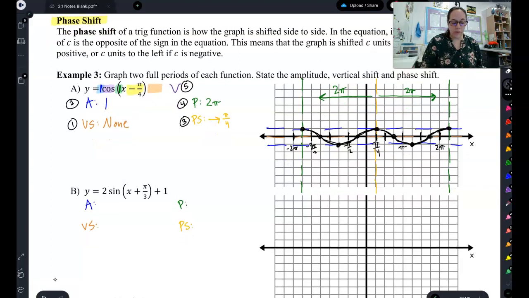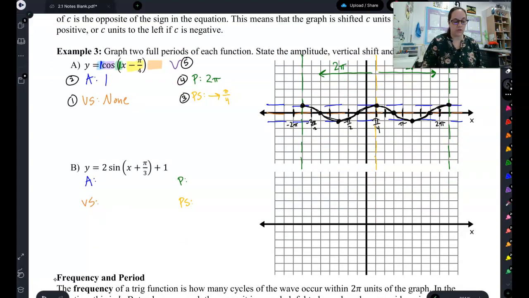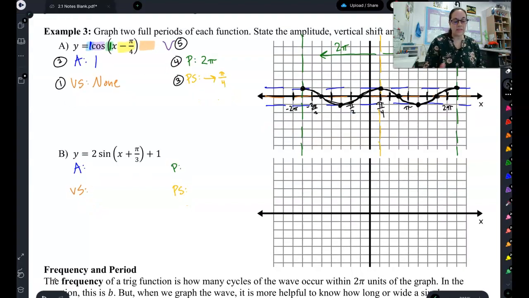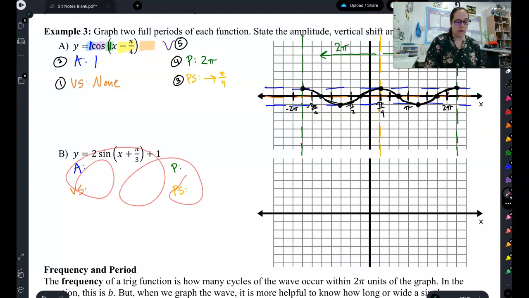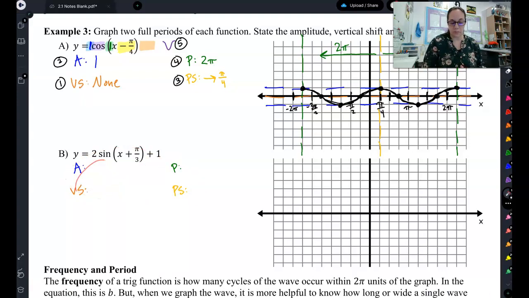So now you have practiced amplitude, vertical shifts, and phase shifts. I would like you to try one on your own. And this time I'm not going to fill in this part with you. I want you to come up with what should all these numbers be, and then graph them in the right order to come up with your wave. So pause the video and try that out now.